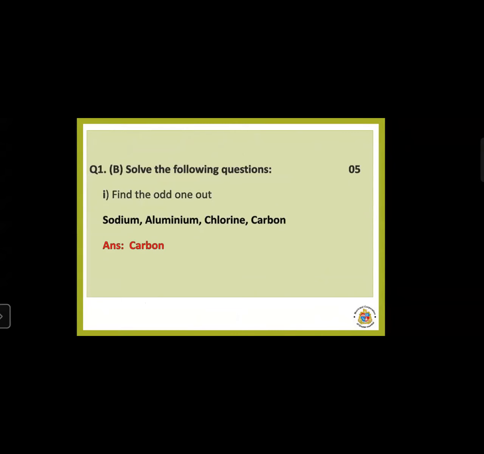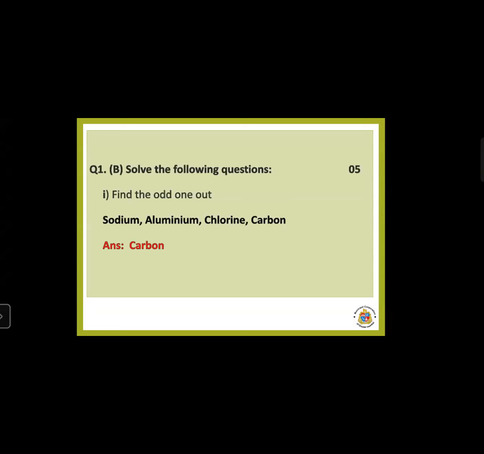Now, question number 1 has two sub-questions, that is A and B. A carries 5 marks and B carries 5 marks. A has some alternatives, we have seen that there are MCQ type questions. And now next is question 1B. This question also carries 5 marks. Now let us start with question number 1B. Solve the following questions.